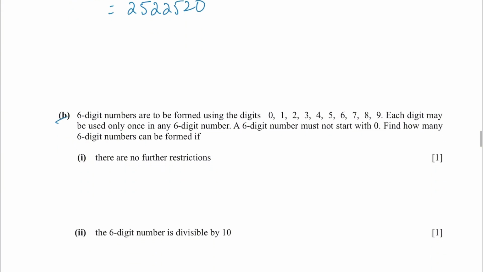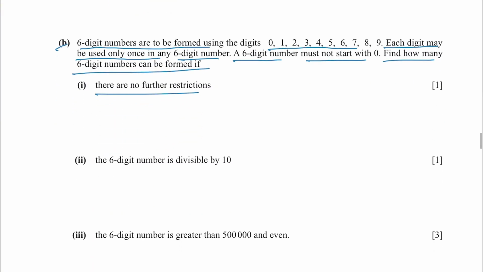Now moving on to part B. 6-digit numbers are to be formed using the digits given. Each digit may be used only once in a 6-digit number. A 6-digit number must not start with a 0. This is understood. Find how many 6-digit numbers can be formed if there are no restrictions.